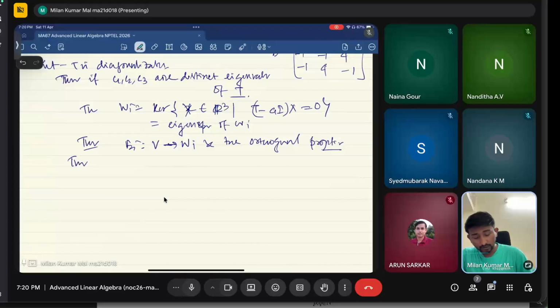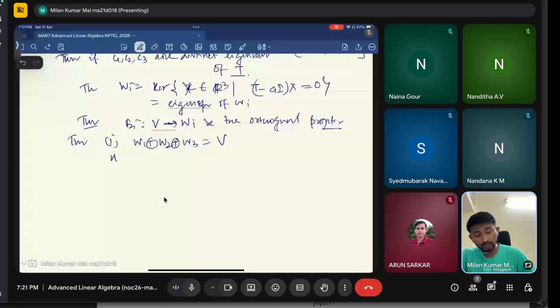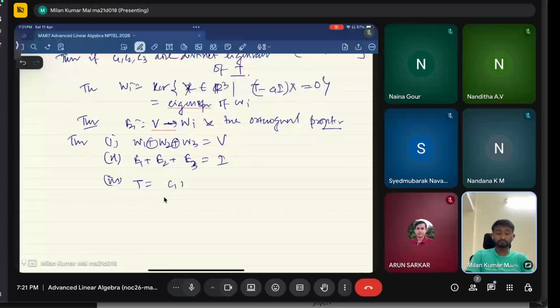then first we should have that W1 plus W2 plus W3, these are distinct, is the direct sum equal to V. Second, E1 plus E2 plus E3 has to be the identity operator. And third, the operator T can be written as C1 E1 plus C2 E2 plus C3 E3. So basically, if I can find W1, W2, W3, then we can also obtain E1, E2, E3.